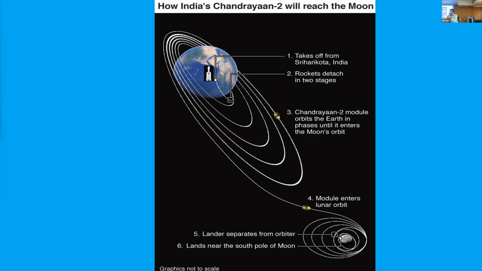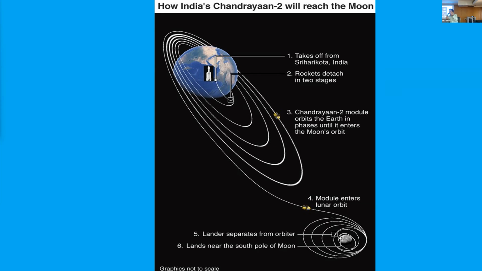It is successful. As of today, it is still going around the moon. We didn't lose contact with it. In October 2022, we lost contact with Mangalyaan, which was launched in 2013. Chandrayaan-2 is still working.